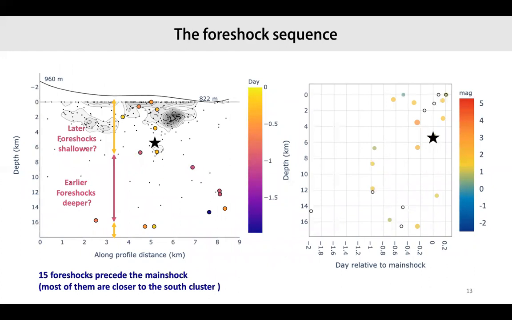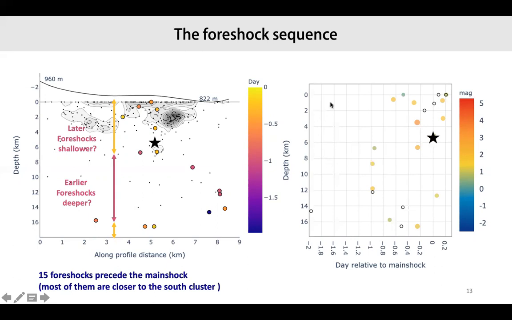Here is a closer look of the foreshock sequence. Each of the colored dots is a foreshock. The color indicates the day relative to the main shock. We noticed that the foreshock's locations seem to change with time. It started out at the deeper depths further away from the main shock, and then it became shallower and closer to the main shock. You can also see this pattern on a different view on the right, where the x-axis is time relative to the main shock, and y-axis is the depth.